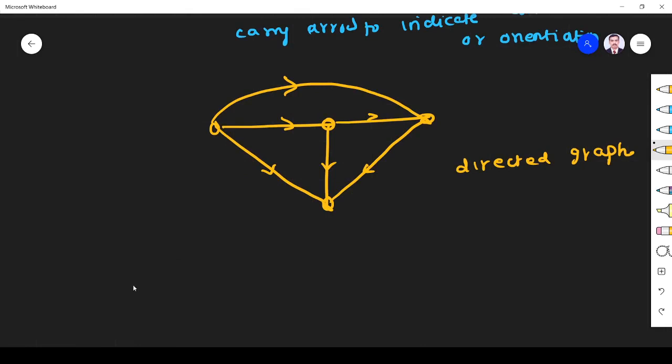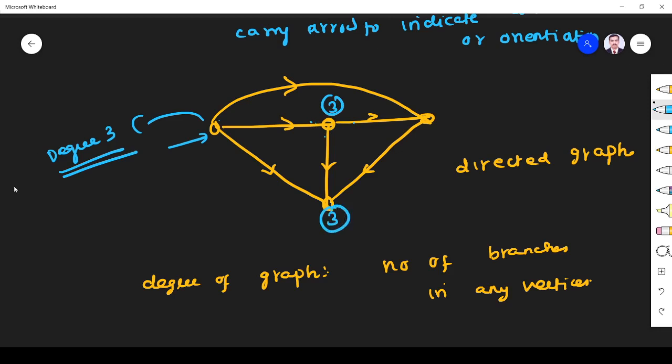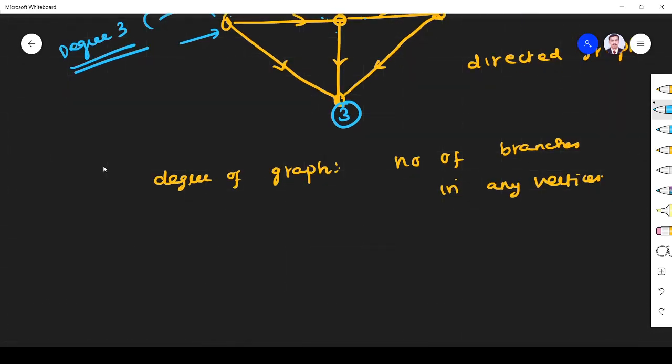Next, what do you mean by the degree of a graph? Degree is nothing but the number of branches at any vertex. What is the degree of this vertex? Here you see we have 3 branches, so the degree is 3. Here also 3: 1, 2, 3. So here 3, here 3. Like that we can calculate. Degree is the number of branches incident on any vertex.